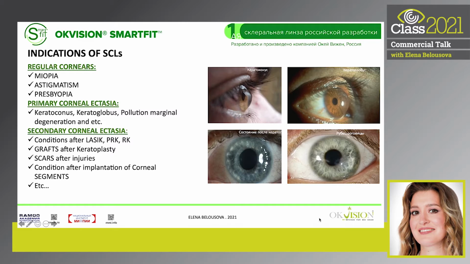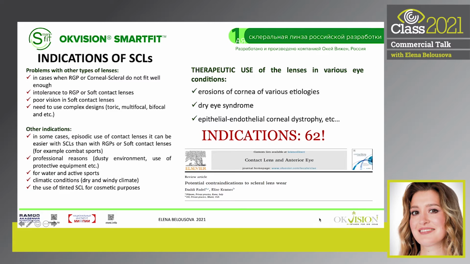More and more practitioners like to fit scleral lenses to patients with regular corneas, with high myopia, astigmatism and presbyopia. You may also know about the therapeutic use of these lenses in various eye conditions: after erosion of the cornea of various etiologies, with dry eye syndrome, and with different kinds of dystrophies.